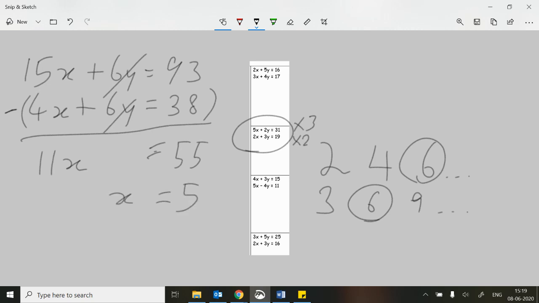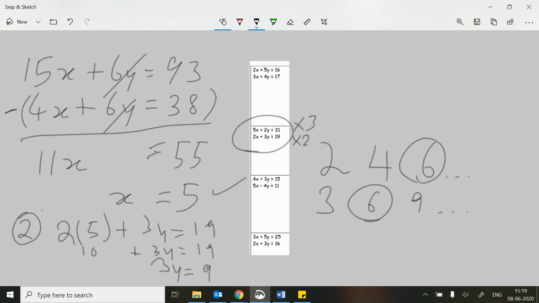And then we're going to choose either the first or the second equation there. I think the second one looks easier to me, so I'm going to do 2x, 2 times 5 plus 3y equals 19. 2 times 5 is 10. Take away the 10 from both sides. 3y is 9. And so now y is equal to 3, because we're going to divide both sides by 3 there. Now we've got x and we've got y.